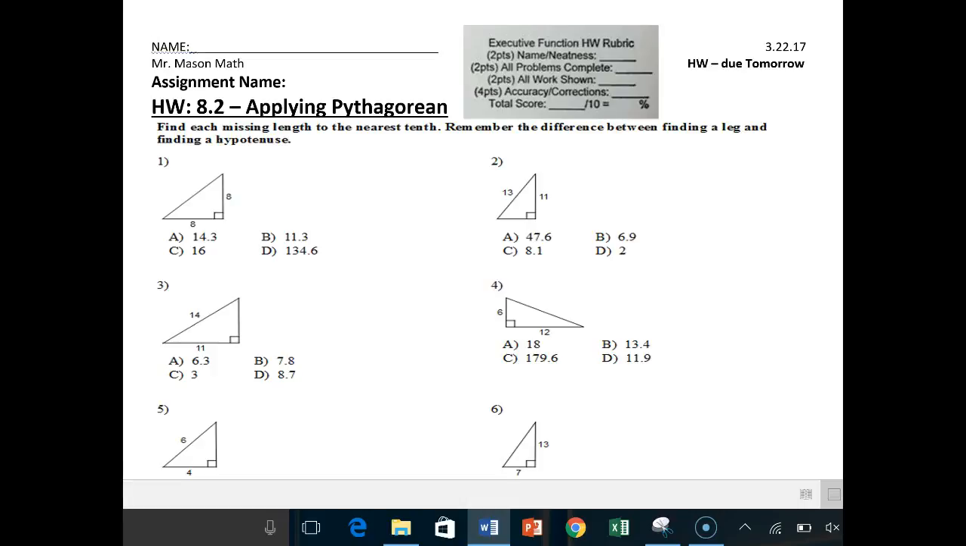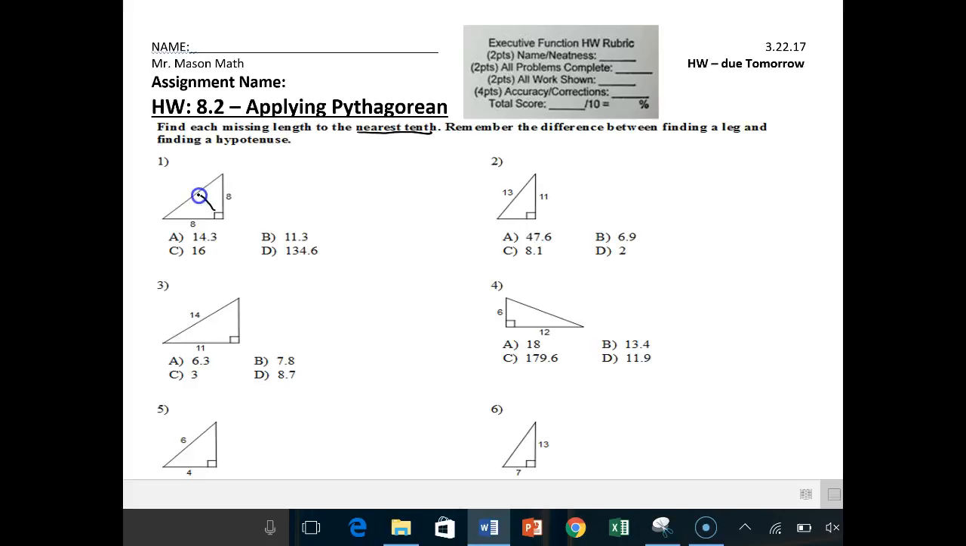I'm going to help you out with homework 8.2, applying Pythagorean theorem. The first section, I want you to notice you can round to the nearest tenth. I also want you to notice that there's a difference between finding a leg and finding a hypotenuse. So problem number 1 and number 2, I'm going to do them both, but they're different types of problems.